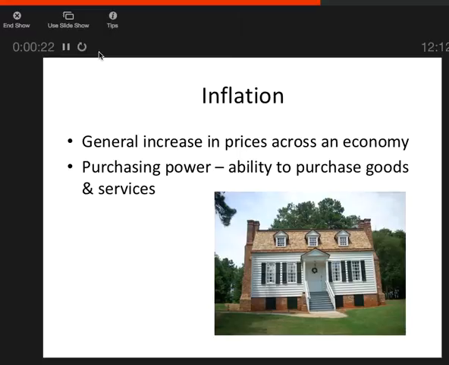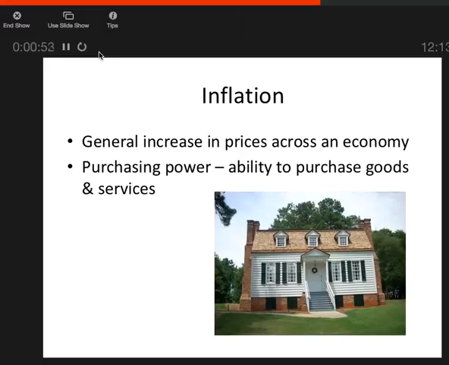Now, if we look at this picture here of this house, if we had purchased this house back in 1960, we could have paid $12,000 for it. But if we wanted to sell that house today, the current price would probably be somewhere around $120,000. How is it possible that a house can increase by that percentage over a 50-year period, from 1960 to 2010? Well, the answer would be inflation.